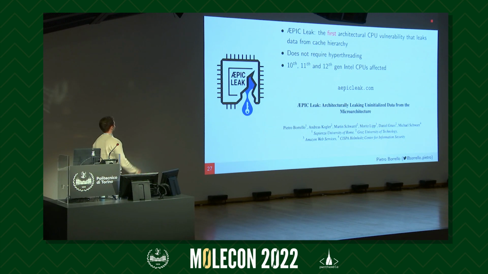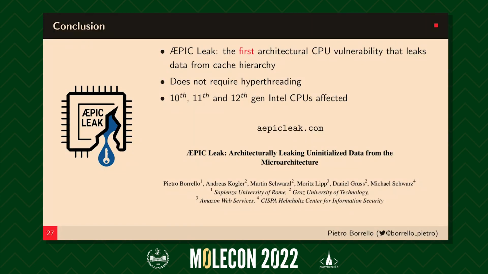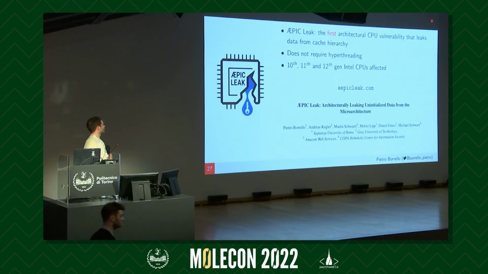Today I presented the first architectural CPU vulnerability that leaks data from the superqueue, and as we say, it does not require hyperthreading and affects most of the most recent CPUs. If you're interested to know more, we have a nice logo, a website to check out, and a full paper that describes the issues in depth.